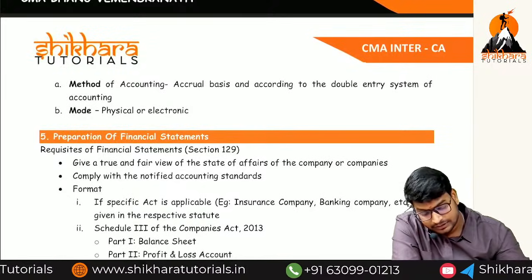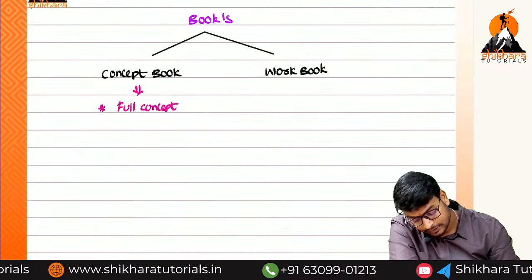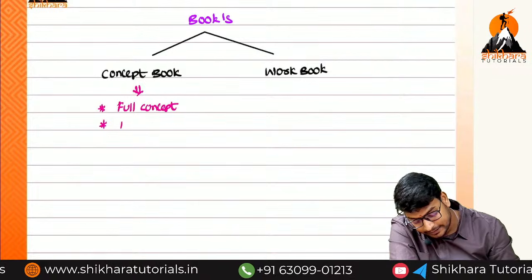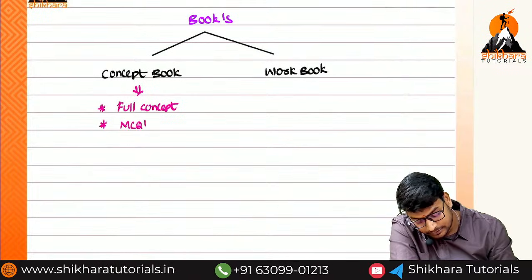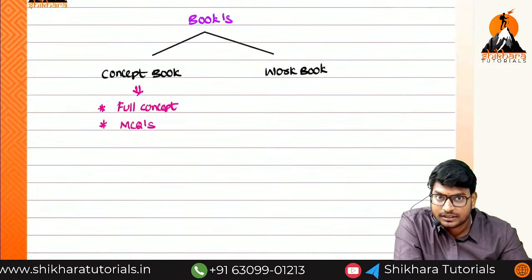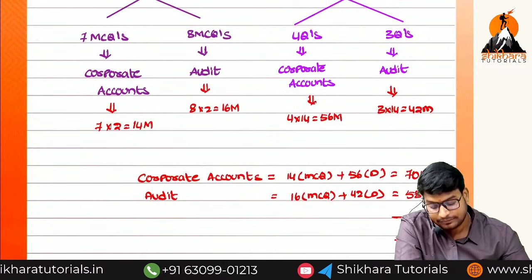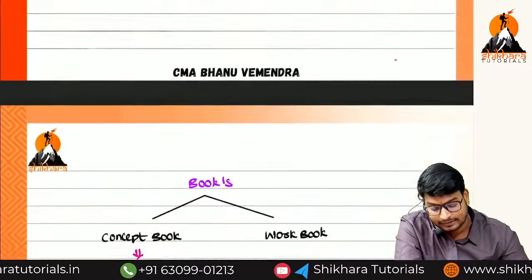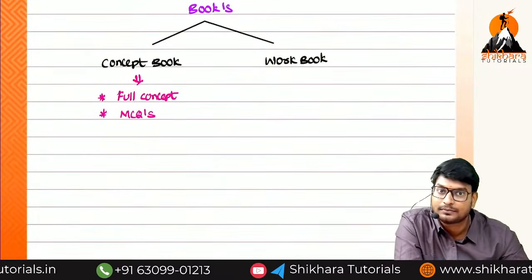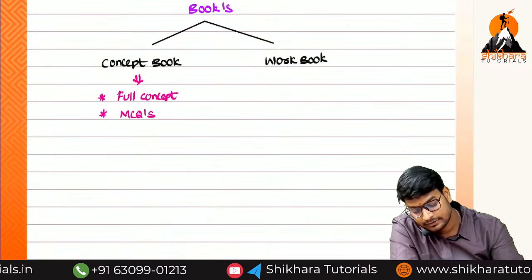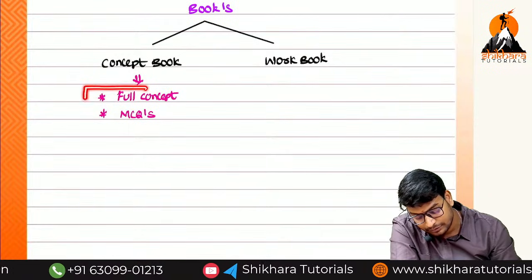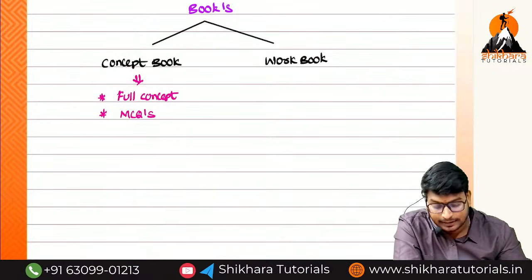In this concept book, we are also incorporating MCQs. If you do these MCQs, how many MCQs are they going to provide you? 7 MCQs. Directly 7 MCQs we can get through these MCQs itself. So the conclusion is, in the concept book you are going to get the full concept plus MCQs.